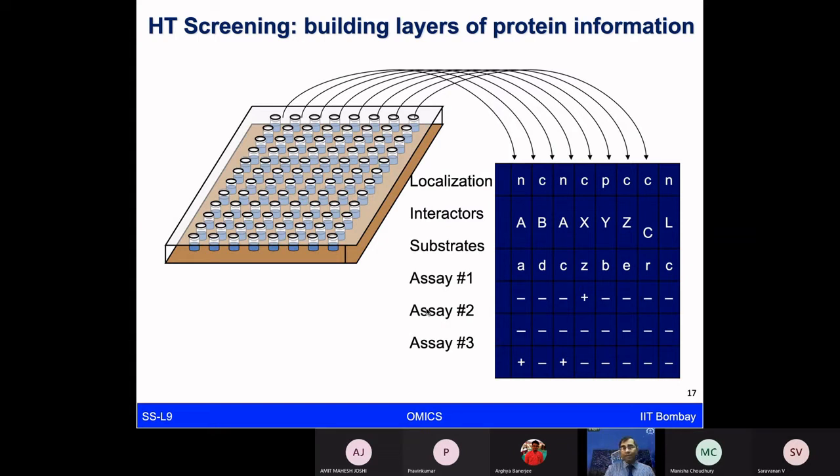I hope this gives you a flavor that studying proteomics, the complex protein molecules, and their networks of interactions is very powerful and biologically very relevant. Also, it has a lot of applications in different domains of life. I'll stop here for this part.